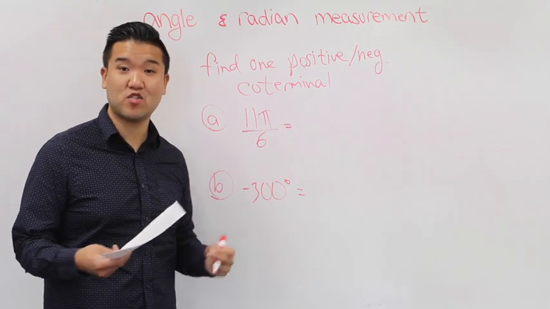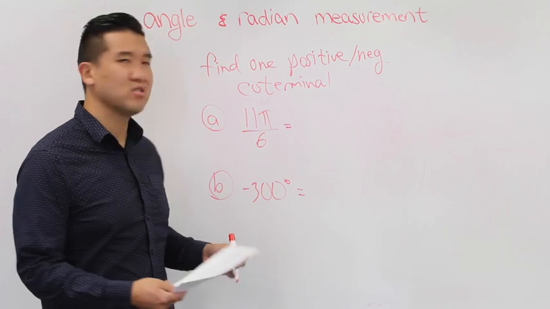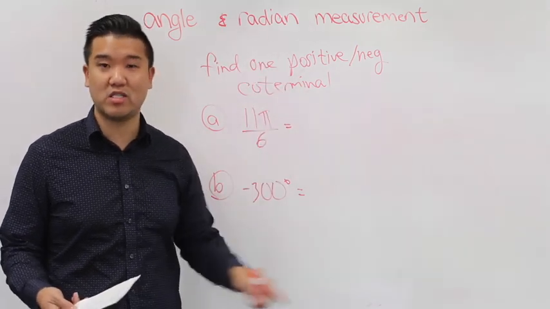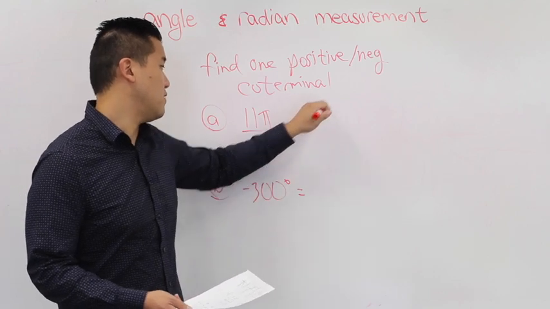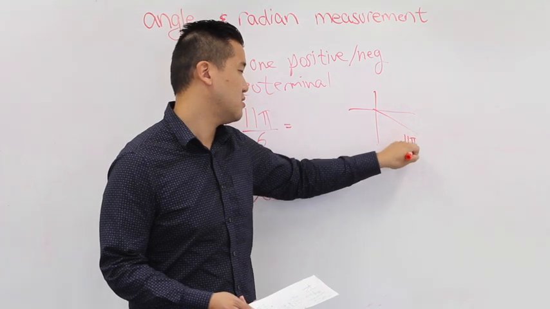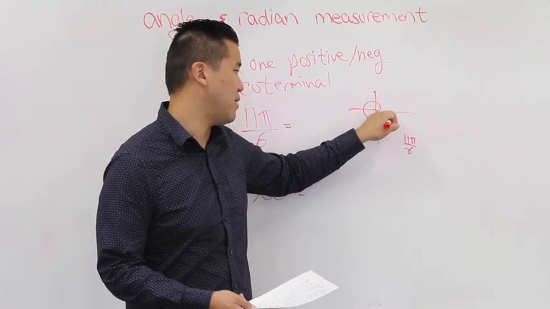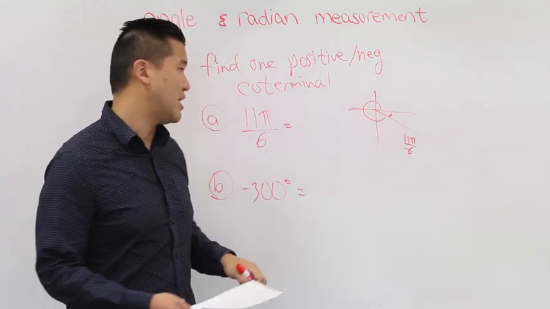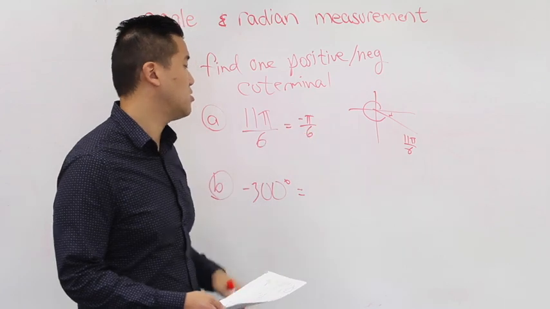All right, welcome back. Let's try this last one. 11 pi over 6. Well, where is 11 pi over 6? Well, 12 pi over 6 is 2 pi, so it's in the fourth quadrant. So then if I sketch this real quick, here is 11 pi over 6. So then you can figure out, well, if I go backwards, what would that guy be? So negative pi over 6 is 1 coterminal.